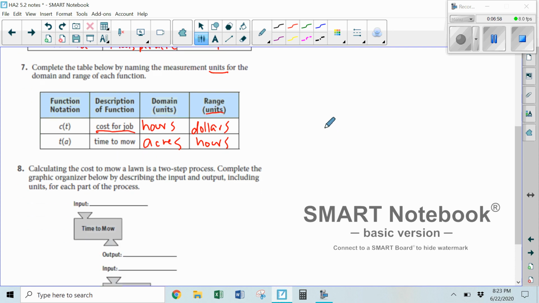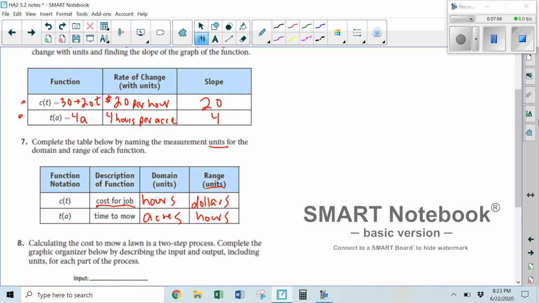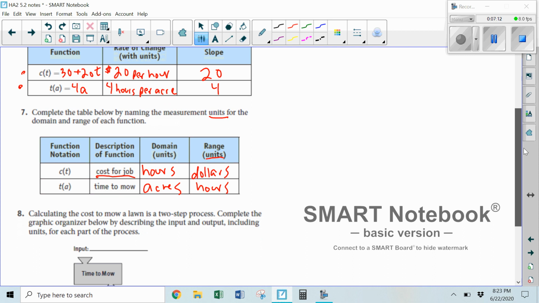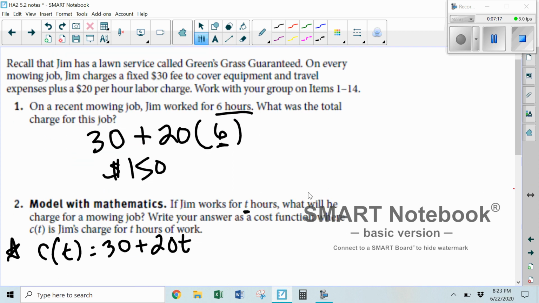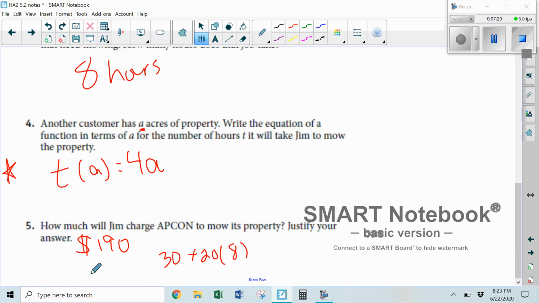Calculating the cost to mow a lawn is a two-step process. You've seen that from what we did on the previous page. Complete the graphic organizer below by describing the input and output, including units for each part of the process. So we did a two-part or a two-step process. So let me flip back to kind of number 5. To get this answer, it was in 2 parts. We first had to figure out how much time it's going to take for that many acres. Once we know the time, that was part 1, then we can actually input that to find the cost. Those are the 2 steps.